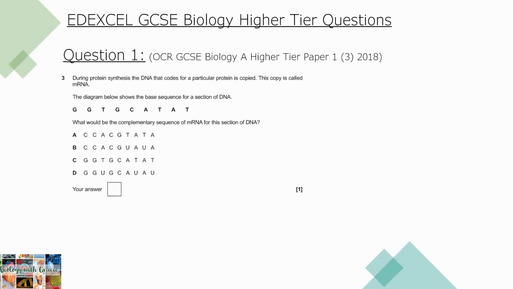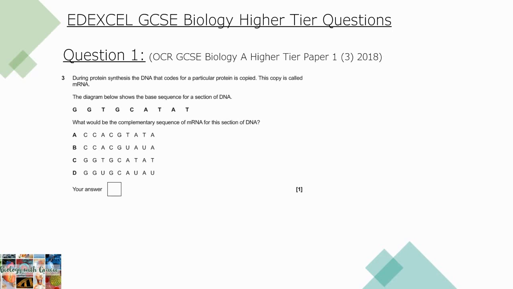Our first question comes from OCR GCSE Biology A Higher Tier Paper 1, also referred to as Paper 3, and this is from 2018. The question reads, during protein synthesis, the DNA that codes for a particular protein is copied. This copy is called mRNA. The diagram below shows the base sequence for a section of DNA. And our question is, what would be the complementary sequence of mRNA for this section of DNA?